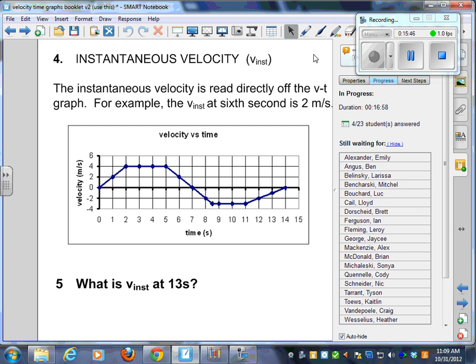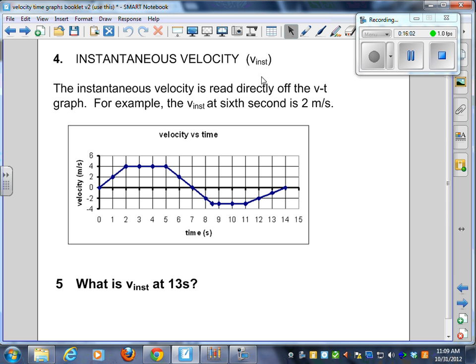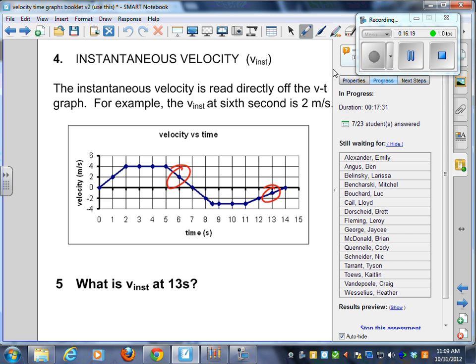Last couple here, instantaneous velocity. Instantaneous velocity on a VT graph is easy because a VT graph is a graph of the velocity. So instantaneous velocity, you simply read it right off the graph. For example, the instantaneous velocity at 6 seconds is equal to 2. So my question to you is, what is the v-inst at 13 seconds?